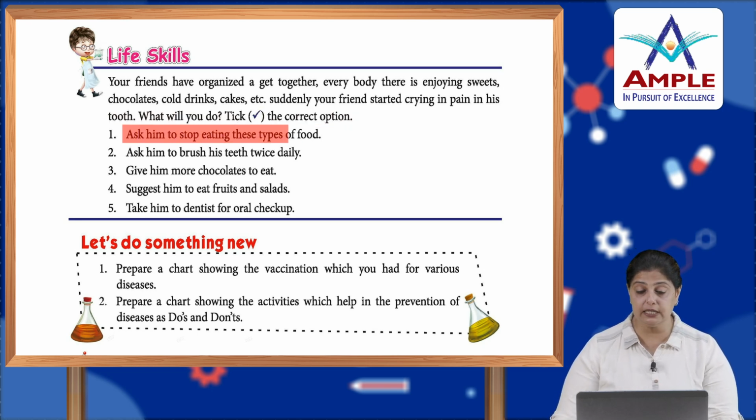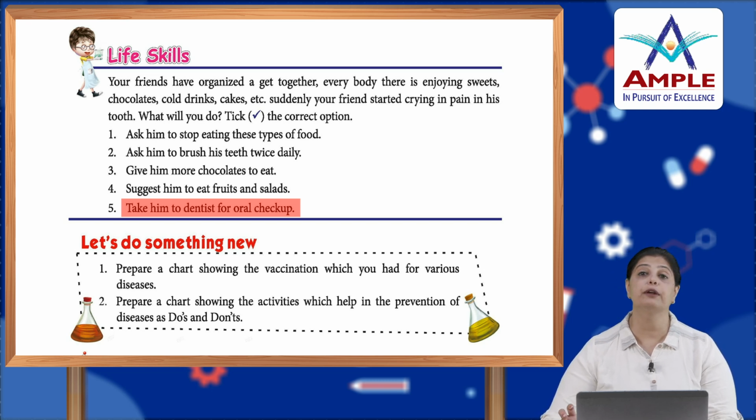Ask him to stop eating these types of food. Ask him to brush his teeth twice daily. Give him more chocolates to eat. Suggest him to eat fruits and salads. Take him to the dentist for an oral checkup. You'll take your friend to the dentist. Then the dentist will tell him what he or she should do and should not do, and how to keep the teeth healthy.